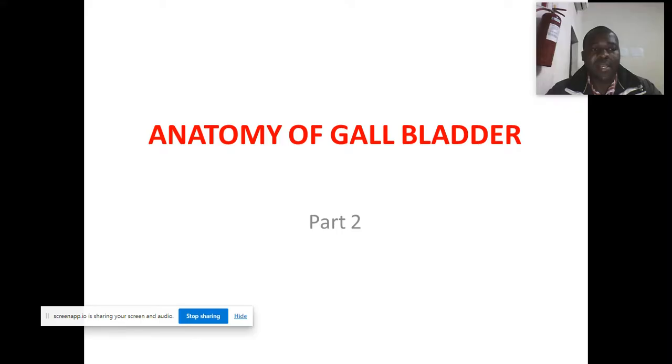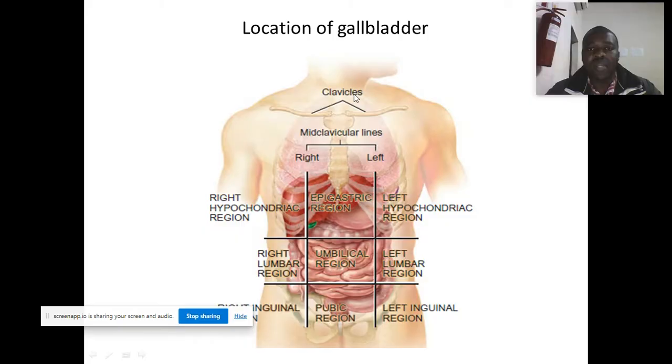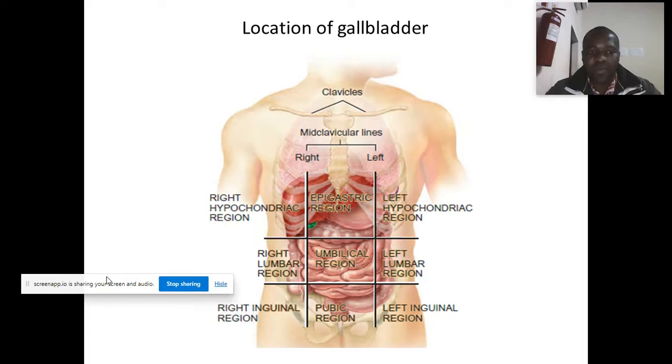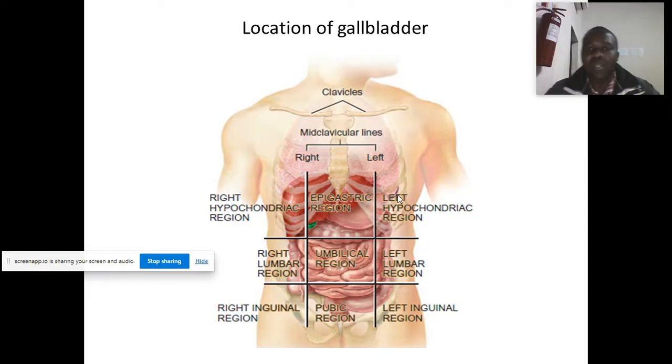Number two, let's look at the anatomy of the gallbladder. Before we look at the anatomy, look at the location. When you look at the abdomen, it has nine quadrants. Okay, these are very important. So, for example, when you're doing your abdominal examinations, a patient comes and you have to palpate to check for splenomegaly, to check for hepatomegaly, and all sorts of masses in the abdomen. You have to be considerate with these quadrants.